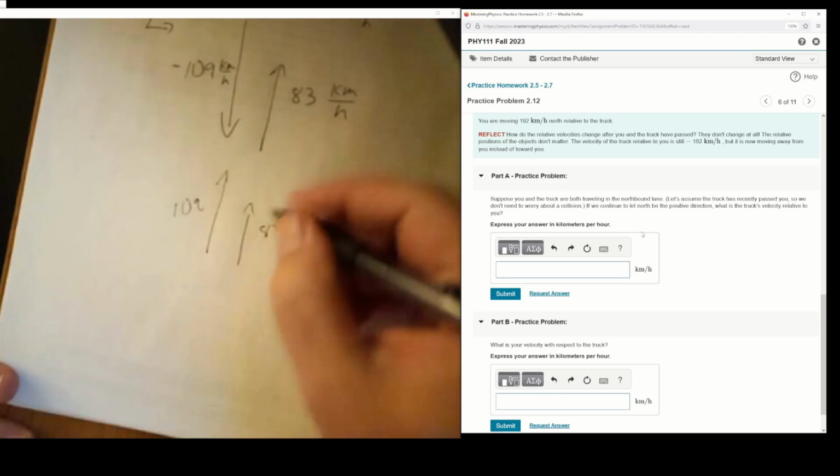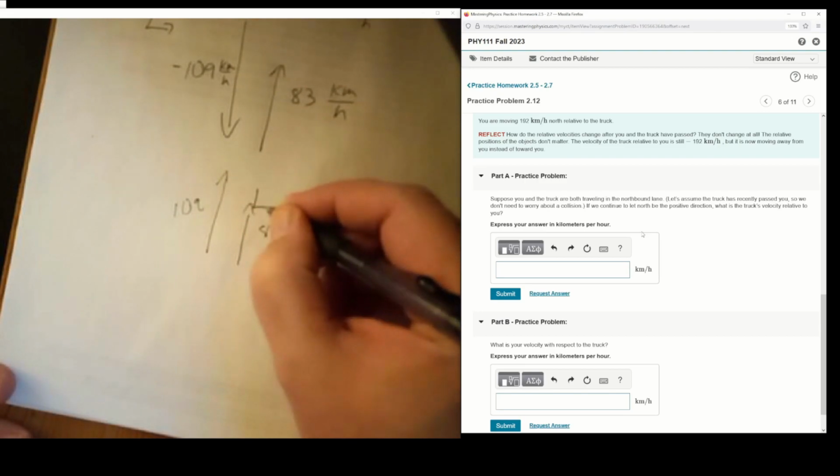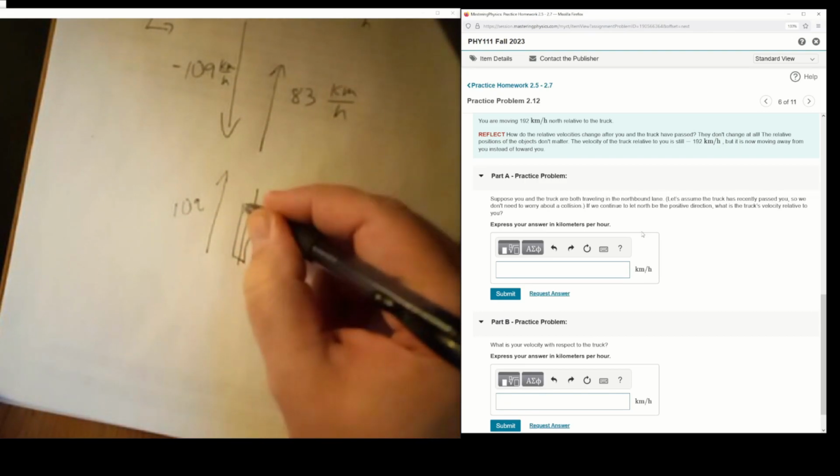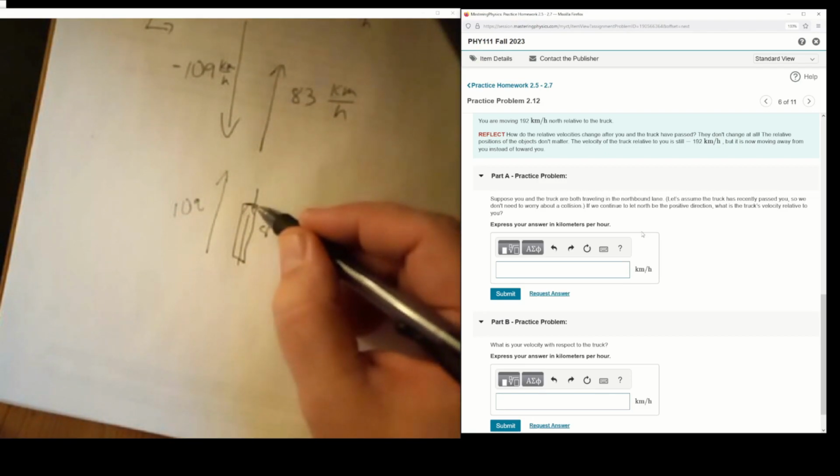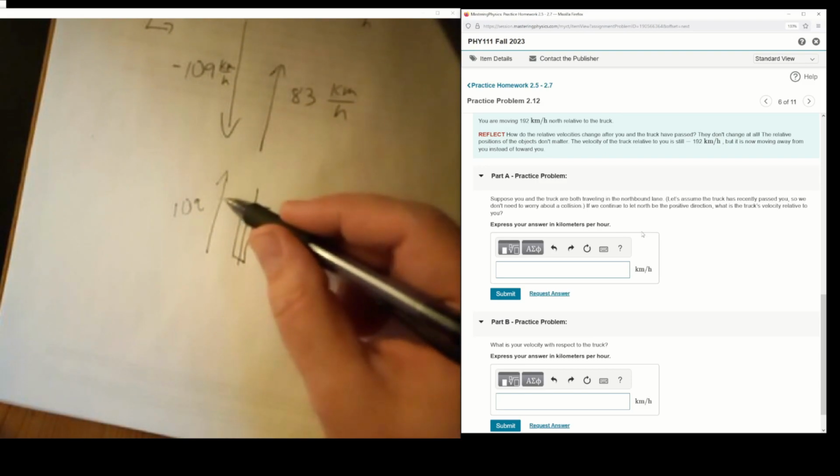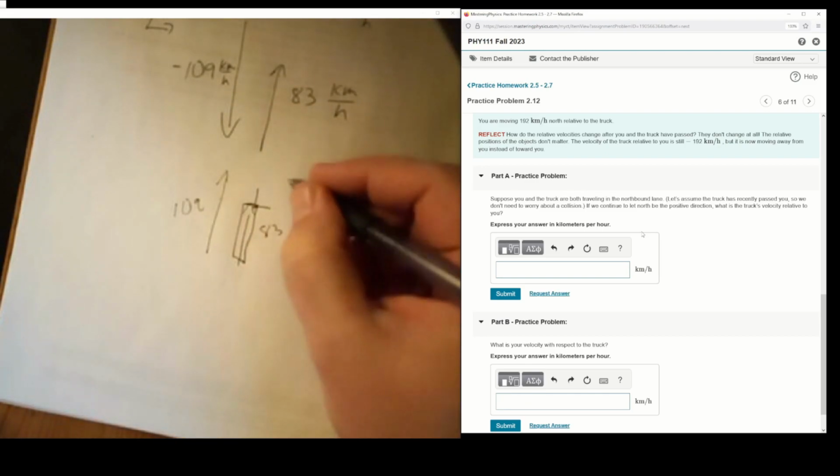And if we put a coordinate system on our car, so imagine that's our car, how fast is the truck moving in that coordinate system? So now our coordinate system is moving at 83 kilometers per hour. And so what we'll measure in that coordinate system then is this difference.